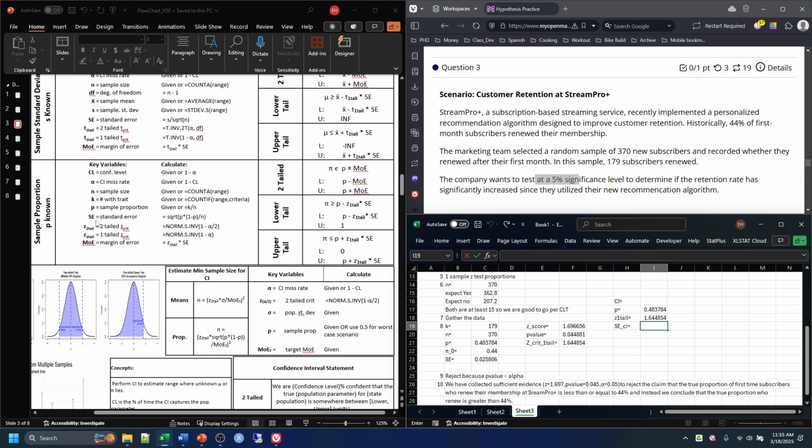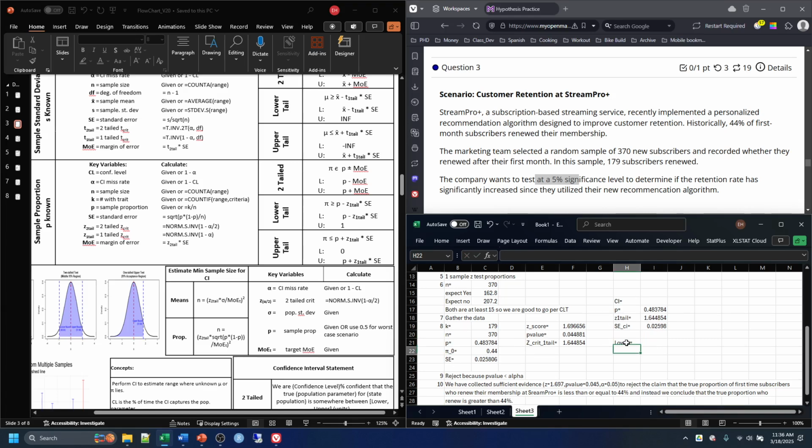So look in here, when we calculate our standard error for confidence intervals, it's the square root of the sample proportion times 1 minus the sample proportion, divided by n. So we need to actually calculate this for the confidence interval. Here we go. The square root of the sample proportion times 1 minus the sample proportion divided by the sample size. And we hit enter. There's my new standard error.